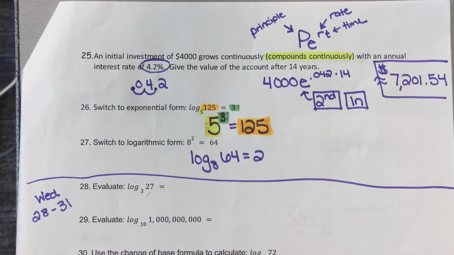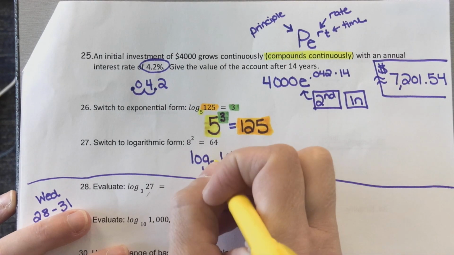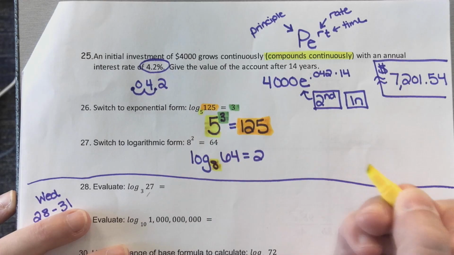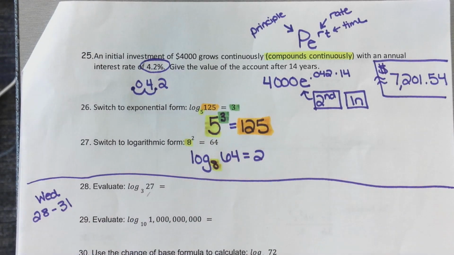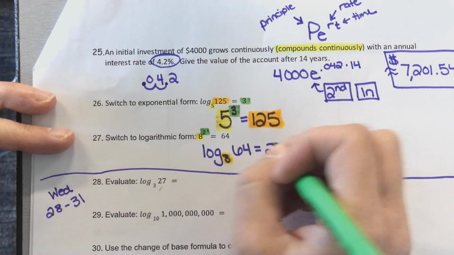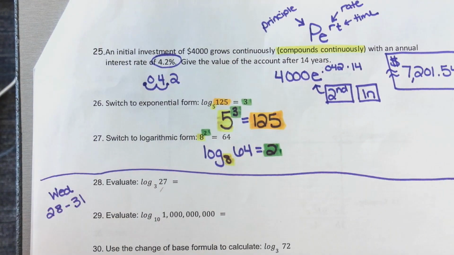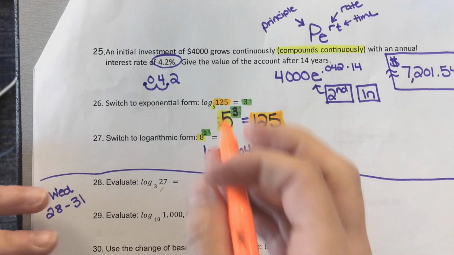So let's see if I can use the same colors again here. So there's my 8. The 8 should be yellow. The exponent was green. Does anybody want my highlighters? Like you think it would be helpful if you'd highlight yours? Nobody wants my highlighters? Yeah, we're good.